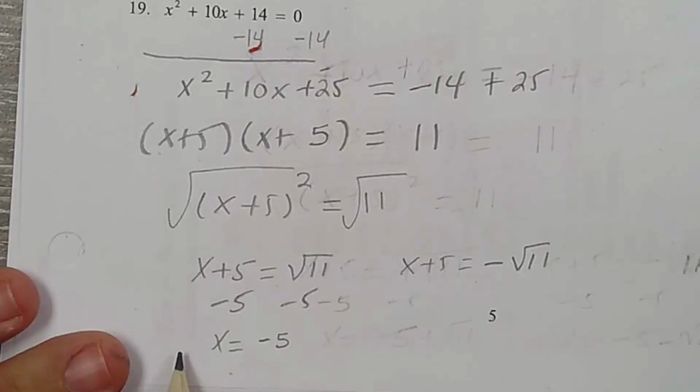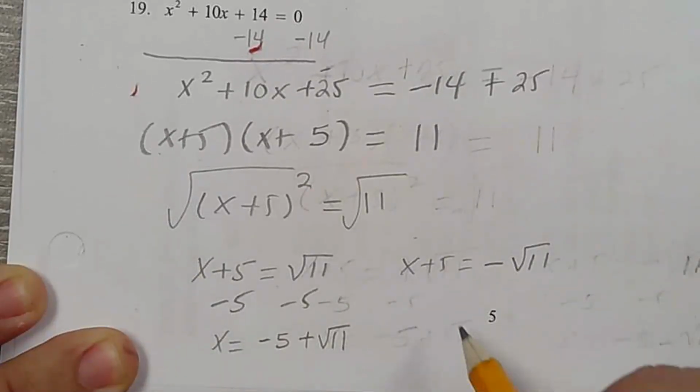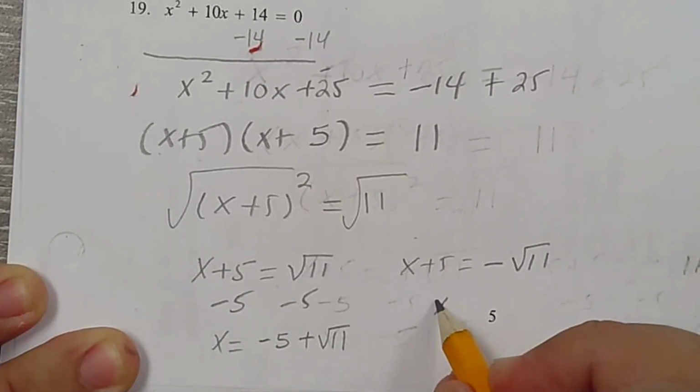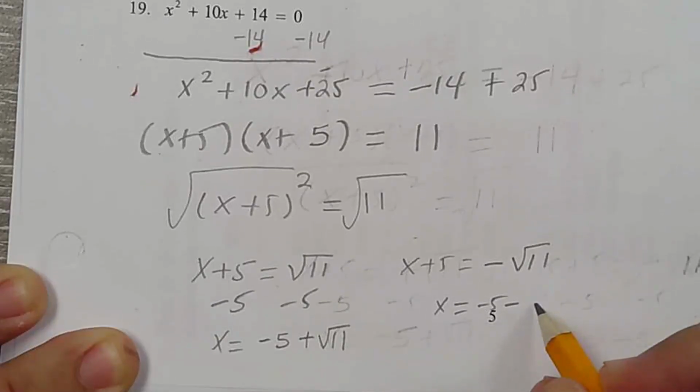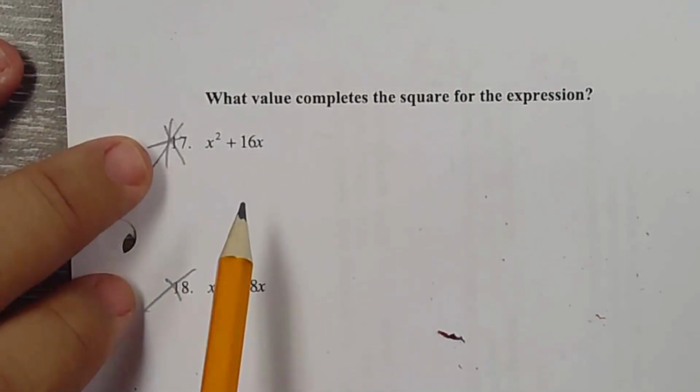What does x equal? Negative 5 plus what? Square root 11. And over here, x equals negative 5 minus the square root 11. Square. And this is, like I said, these are on the test.